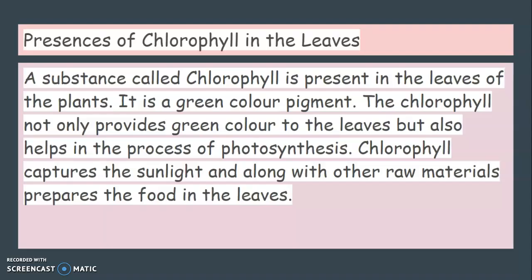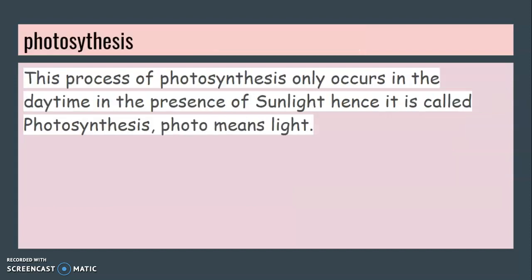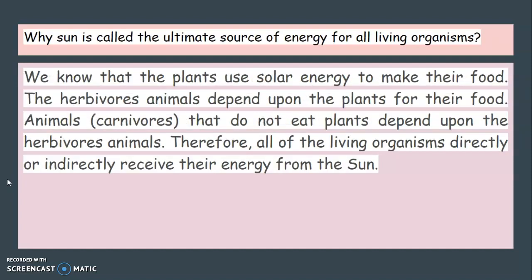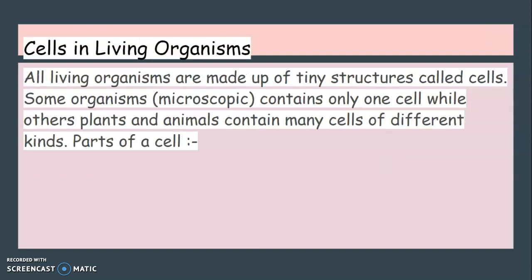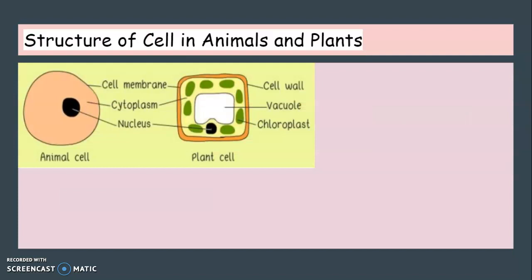Then we learned about the presence of chlorophyll in the leaves, and that the photosynthesis process is done only in the daytime in the presence of sunlight. Then we learned why the sun is called the ultimate source of energy for all living organisms, and we learned what cells are and the parts of a cell, and we saw a picture of an animal cell and a plant cell.